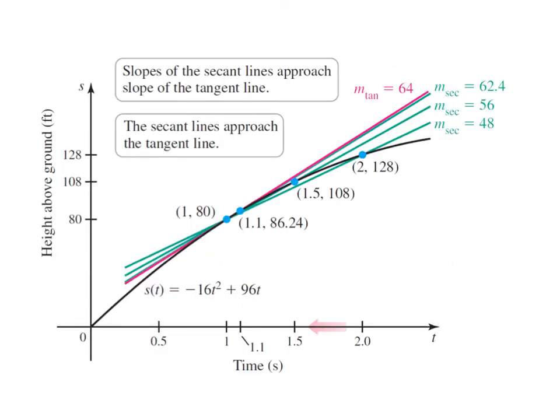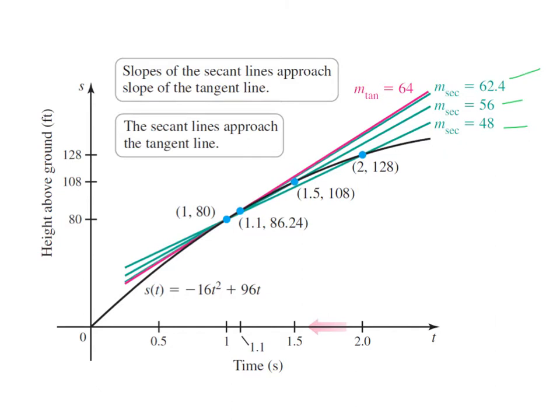So again, here we just have another visual. We're trying to figure out what this red line is going to be. And I'm predicting that the slope at exactly 1 is going to be 64 feet per second. And the way I figured that out is we calculated the slope between 1 and 2. We found that was going to be 48 feet per second. And this time I've given us a little bit more information. I calculated the slope between 1 and 1.5. I calculated the slope between 1 and 1.1.